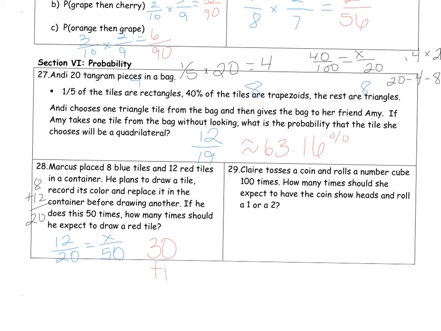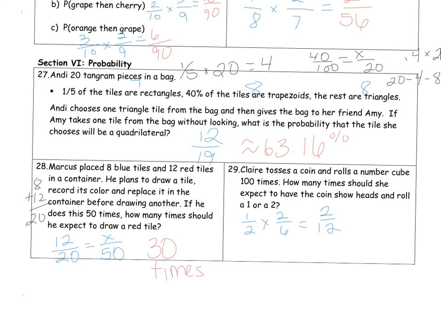But we know that the likelihood of that is unlikely because of the lower number, and experimental and theoretical don't always line up. 29, Claire tosses a coin and then rolls a number cube 100 times. How many times could she expect to have a coin show heads and roll a 1 or a 2? So she tosses the coin, and we're asked about heads, so that's 1/2 for the coin, times, we're then asked a 1 or a 2, that's 2 out of 6. Therefore, she has a 2 out of 12 chance of getting heads and a 1 or a 2.